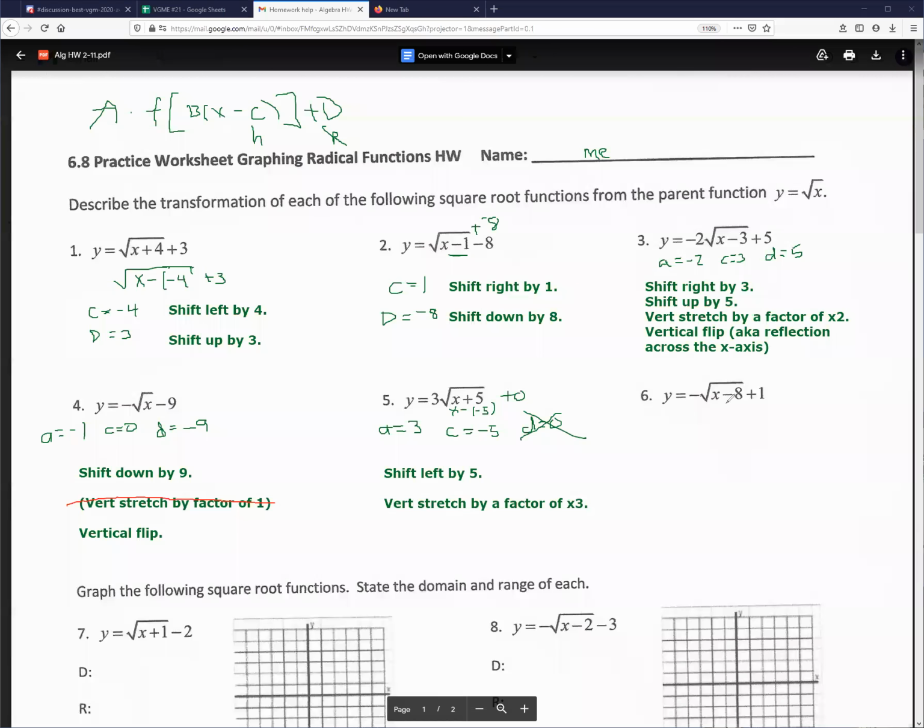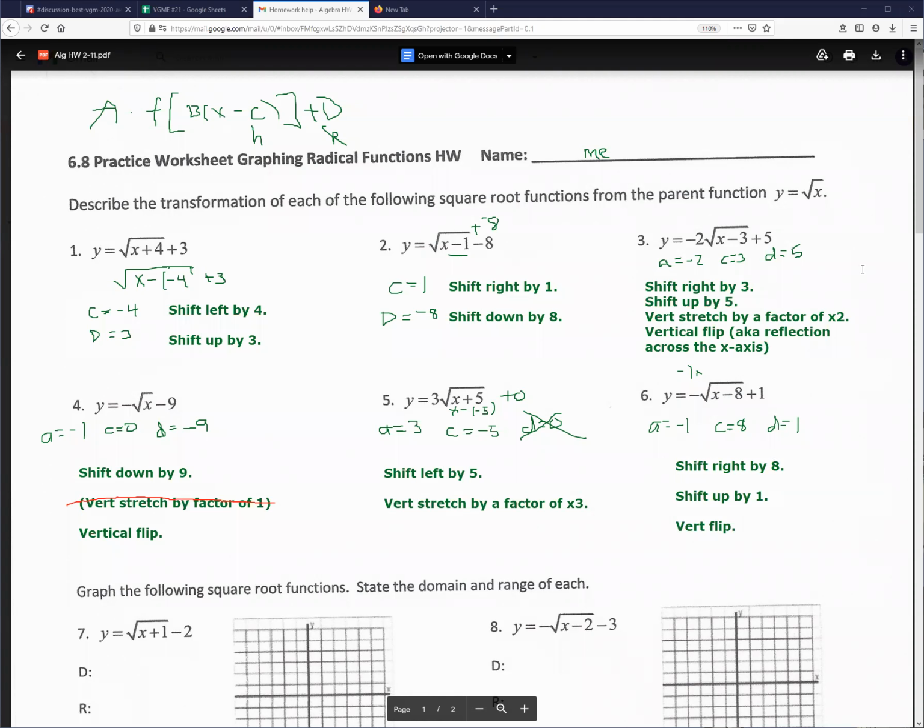And for number 6, we've got a lead negative. A is equal to -1. No number here, just a negative, so we treat it like -1 times. C is equal to 8, and D is equal to 1. Again, because this is a minus, then that's what we want. It is a positive 8. Okay, so we will shift. C equals 8. That should be a right by 8. D is shift up by 1. And A is a vertical flip. So this is all the stuff that's going to happen with these questions.